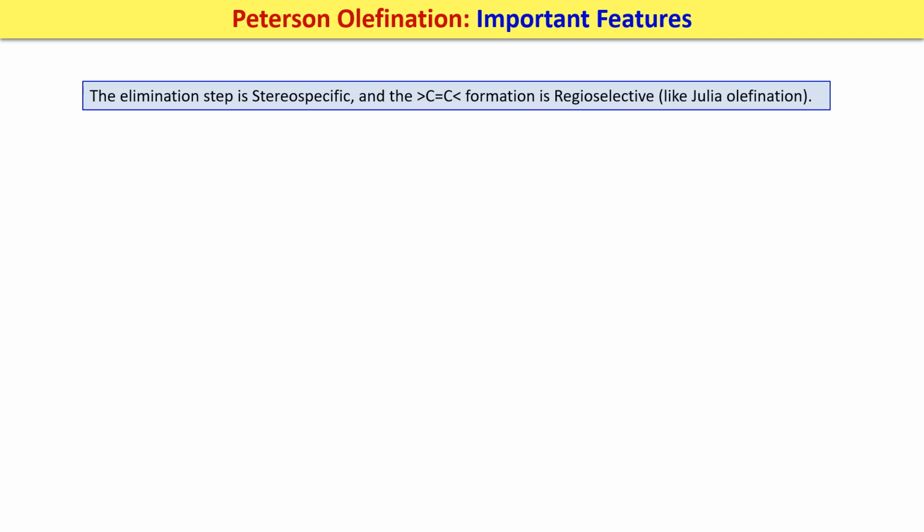This elimination is stereospecific. Why? Because depending on what type of diastereomer you have taken, suppose diastereomer 1, diastereomer 2, or you can write syn or anti. Now under the same condition, if one is giving you Z, another one will be giving E, or if the first one is giving E, it will be giving Z. So that means this is stereospecific. This is an important feature, and its formation is regioselective.